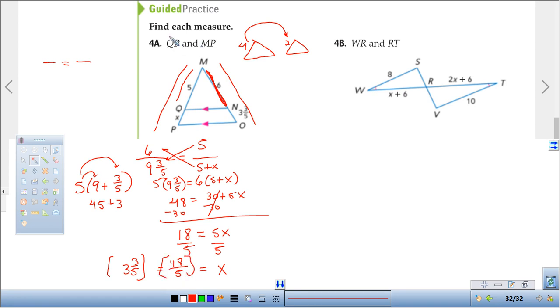So let's see. They want QP. Where's QP? Do you know where QP is? QP is from here to here. Okay. We figured out QP to be how much? Right? This part here? 3 and 3/5. Then they want to figure out MP. Where's MP? Oh, from here all the way here. Ah, that's easy, right? You okay with that one? It's going to be 3 and 3/5 plus 5, also known as 8 and 3/5.